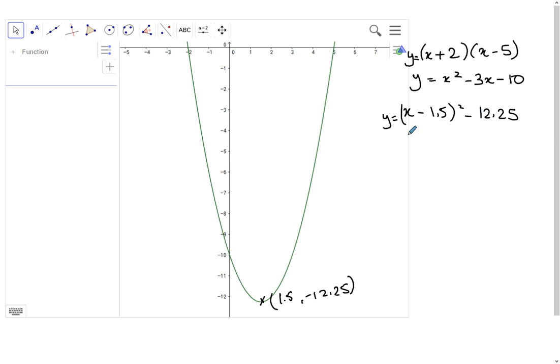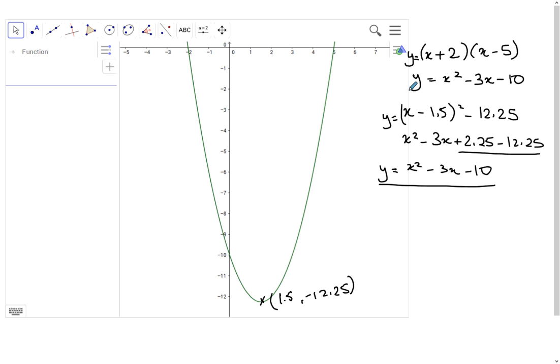So if you expand this out, you can tell you're going to get x squared, and then minus 1.5 plus minus 1.5 is minus 3, and that's what's attached to the x. And then a minus times a minus will be a positive, and 1.5 times 1.5 is 2.25. And then you add your minus 12.25, and when you add those together, you're going to get y equals x squared minus 3x minus 10, which is your equation.